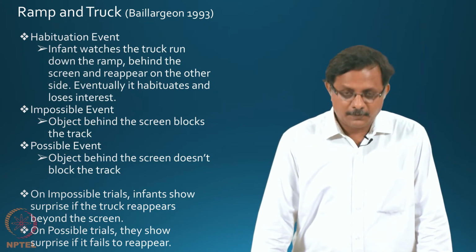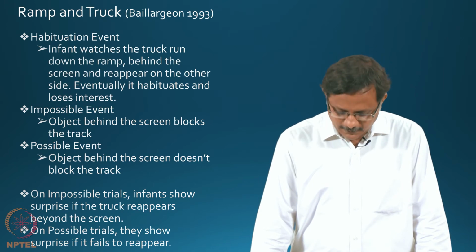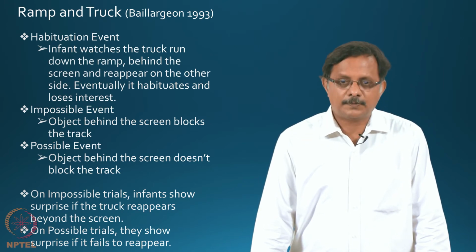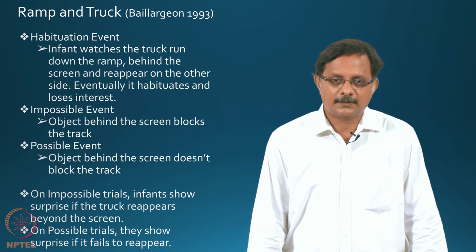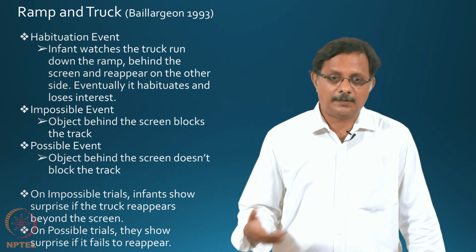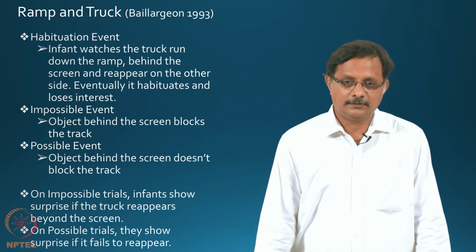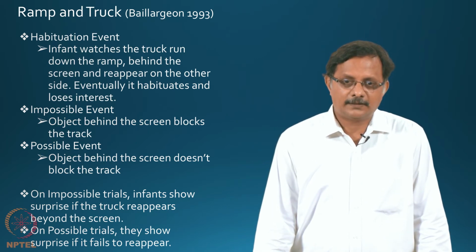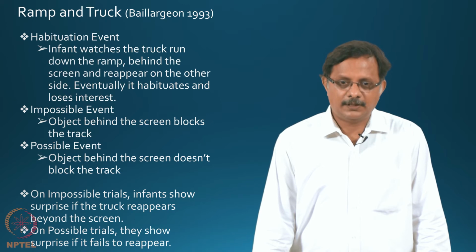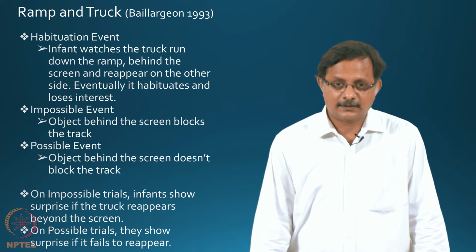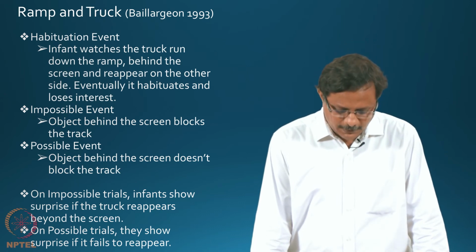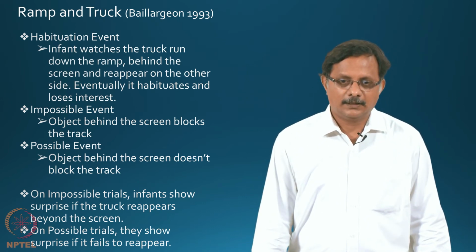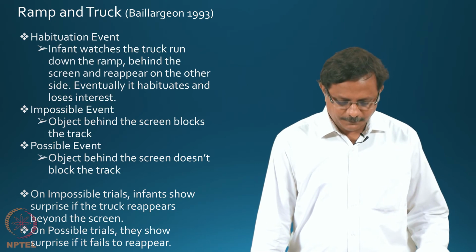So, when this experiment was performed with babies, what was observed is, on impossible trials, the infants show surprise if the truck reappears beyond the screen, because it is not supposed to appear, because it is supposed to be blocked by the obstacle. Whereas, on possible trials they show surprise if it fails to reappear, because on possible trials the truck should be able to come out from behind the screen, because the obstacle is not blocking the path. Okay. So, this is what has been observed.